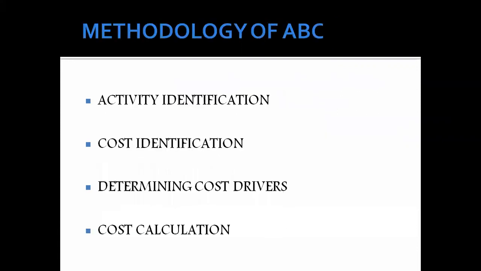There are certain steps for how we can do it. Methodology of ABC. The first step is activity identification, meaning identifying what activities are involved in manufacturing a particular product. Then cost identification. What all are the costs which will be incurred here? Some will be direct cost, some indirect cost, some overhead cost, like that. Then determining the cost driver. A cost driver is the factor which is creating the cost for that particular activity. After that, we will calculate the total cost.